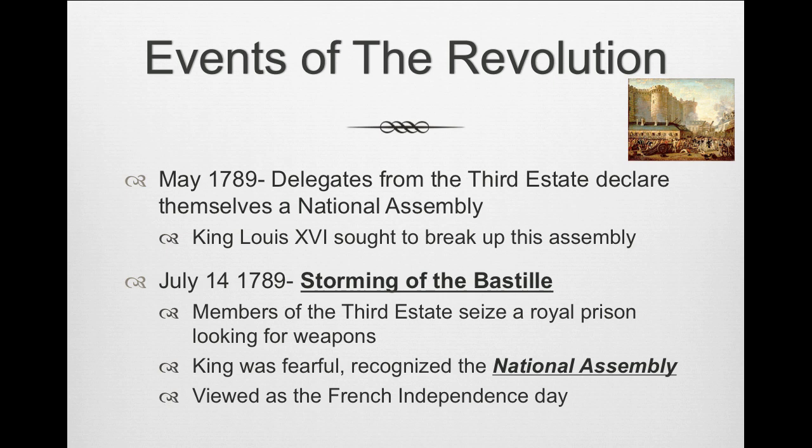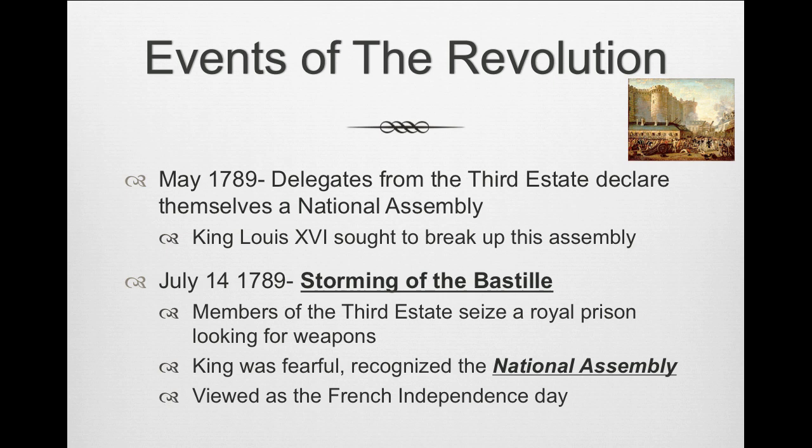And this is known as the storming of the Bastille, which the Bastille was the royal prison. And the king responds, was very fearful, so he recognizes the National Assembly as the representation of the common people. And so this July 14th, 1789 is viewed as French Independence Day. It's almost like our equivalent to July the 4th, because this is the day that the National Assembly was recognized by the king.